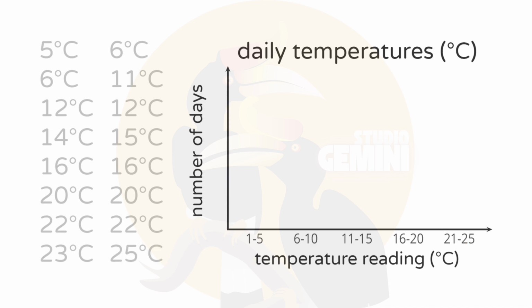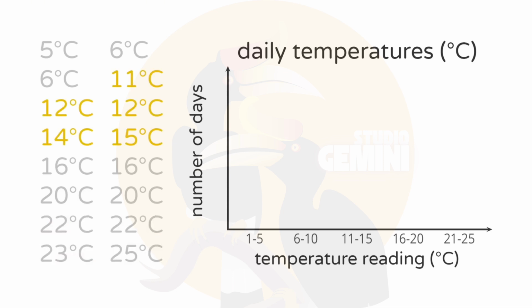Now let's count how many numbers are in the range of each bin. 1 day was between 1 and 5 degrees Celsius. 2 days were between 6 and 10 degrees Celsius. 5 days were between 11 and 15 degrees Celsius. 4 days were between 16 and 20 degrees Celsius. And 4 days were between 21 and 25 degrees Celsius.